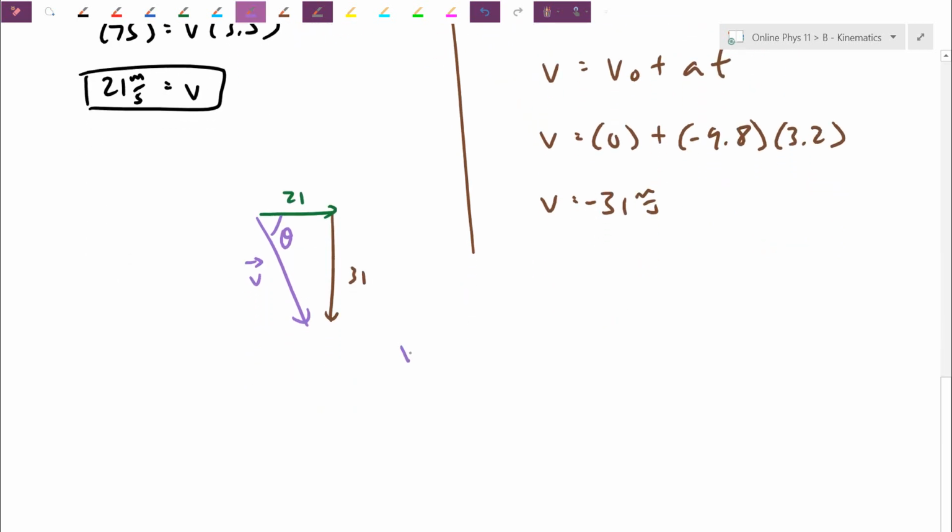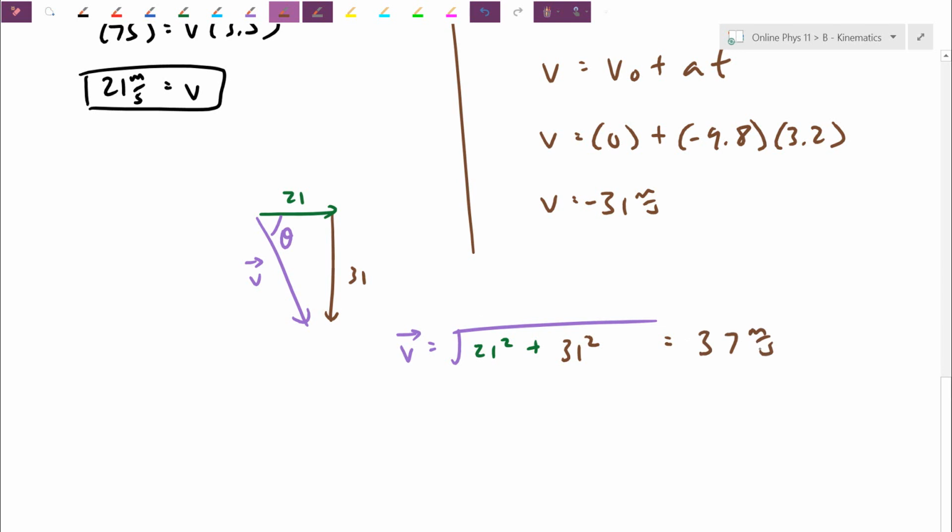This is why we did so much work with triangles and trigonometry. We see that very much in this chapter. So the velocity here is going to be the root of 21 squared added to 31 squared. You do the addition underneath before you take the square root. So root of bracket 21 squared plus 31 squared. This gives me 37.